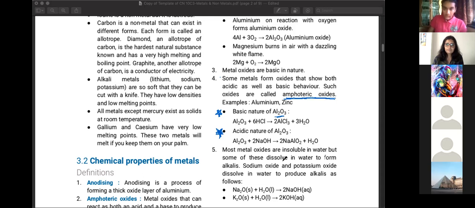Ma'am, what do we have to note? Amphoteric oxides. Note the definition of amphoteric oxides and these examples, like for aluminium metal. Okay, ma'am. Done. Okay, Elena is done.